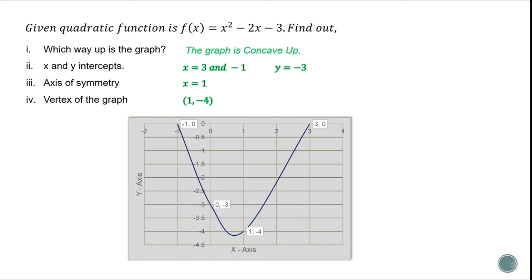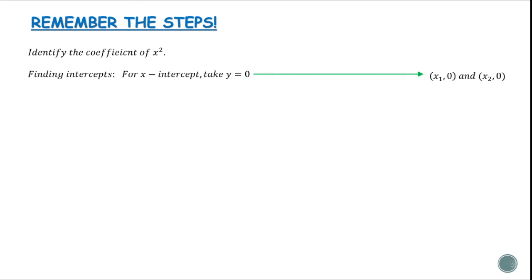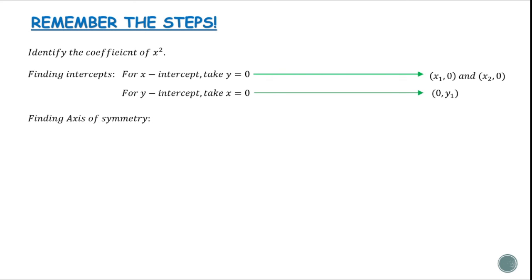Okay, so this was the simple example which we solved, and if you want to make it more simple, you have to just remember the steps when you are solving the quadratic functions. First of all, identify the coefficient of x squared to understand the graph orientation. Second point is that you have to find out the intercepts. For x-intercept, take y equals to 0, and you will land on two values, x1 comma 0, x2 comma 0. Similarly, for y-intercepts, take the value of x is equal to 0, and you will get this value 0 comma y1.